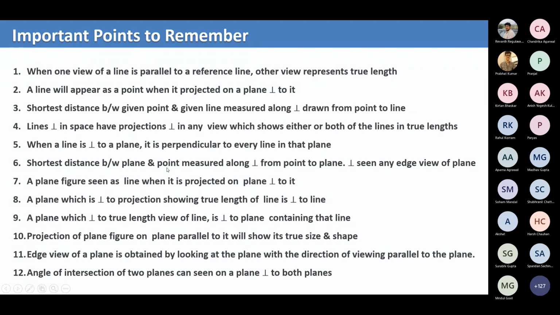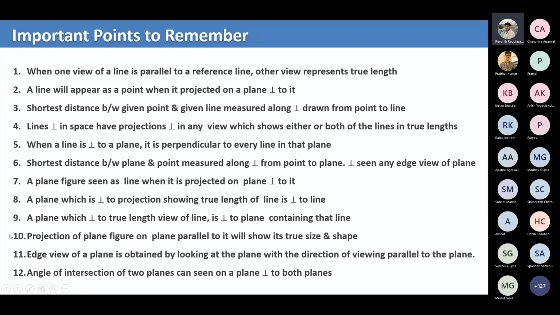This is also the same thing. When a plane is perpendicular and you take the projection, it will also be perpendicular only. So that is what it says: a plane which is perpendicular to the true length view of a line is perpendicular to the plane containing that line. This is also the same point.